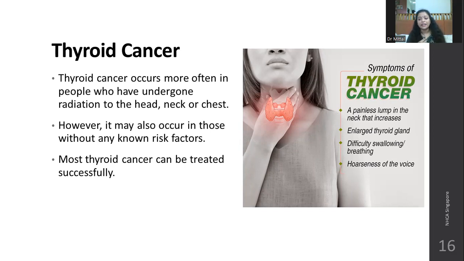Usually, you will have a painless lump in the neck that increases in size day by day. An enlarged thyroid gland, a goiter, will be seen. Difficulty in swallowing and difficulty in breathing are seen. Hoarseness of voice, a change in voice, because the larynx will be getting compressed as well. So a shift in the voice will be observed.